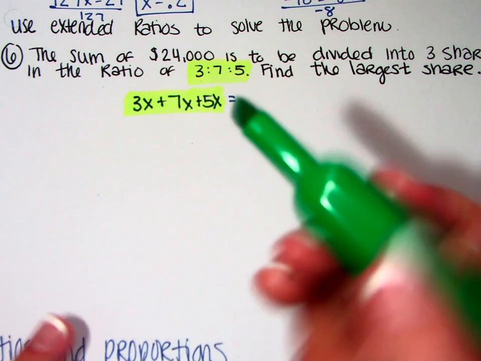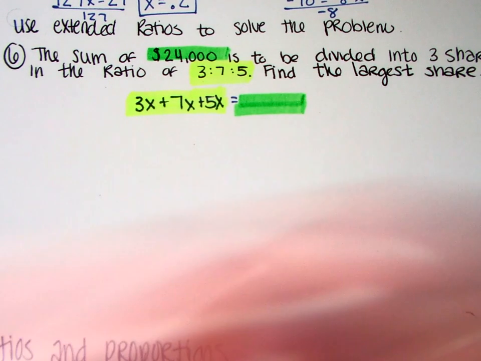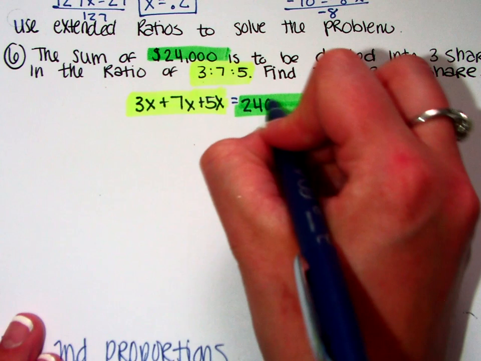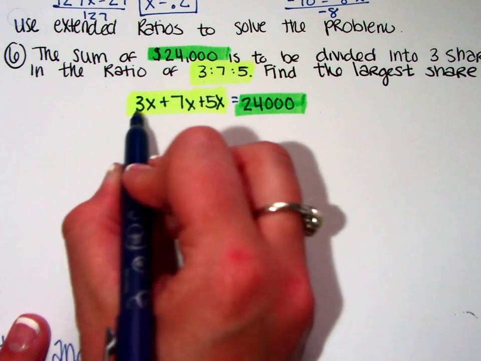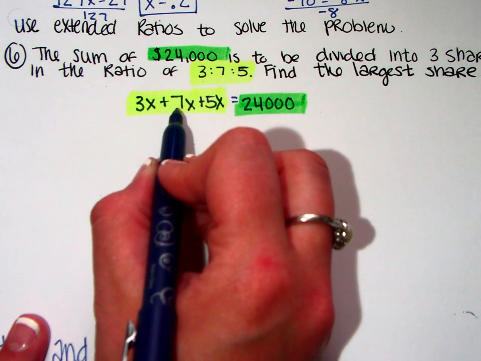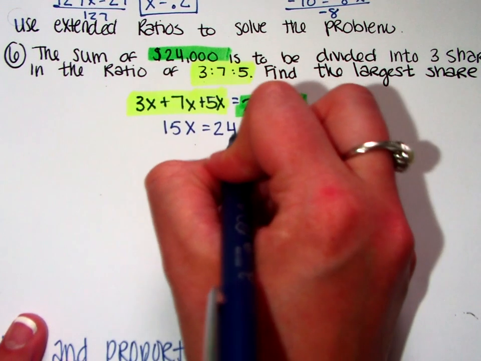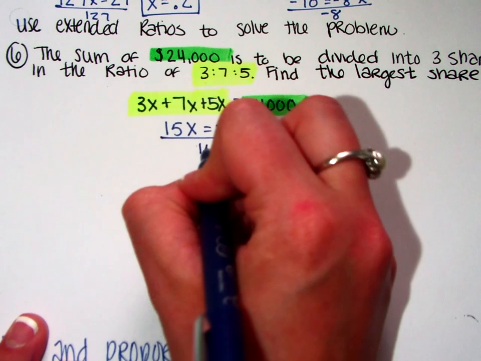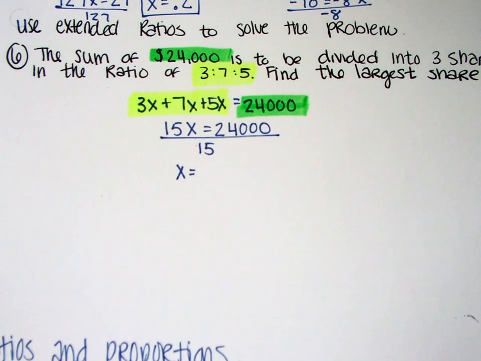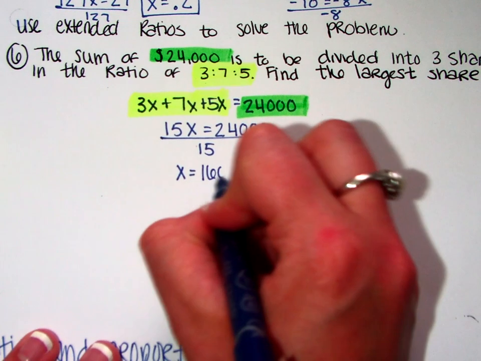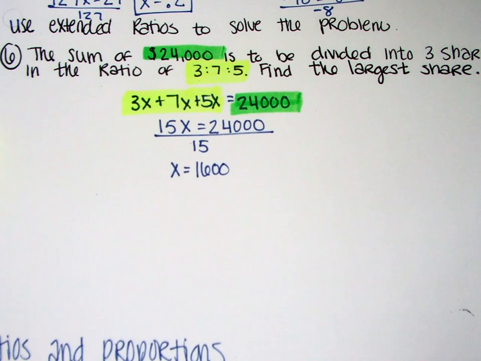So our total here is the amount of money that has been won. So $24,000. Then you're going to solve for x. I'm going to combine like terms. So 3 plus 7 is 10. 10 plus 5 is 15. And I'm bringing down the total. I'm going to divide by 15. That's the number in front of x. And I get 1,600.